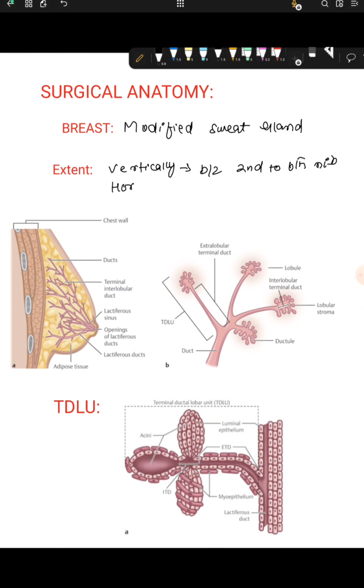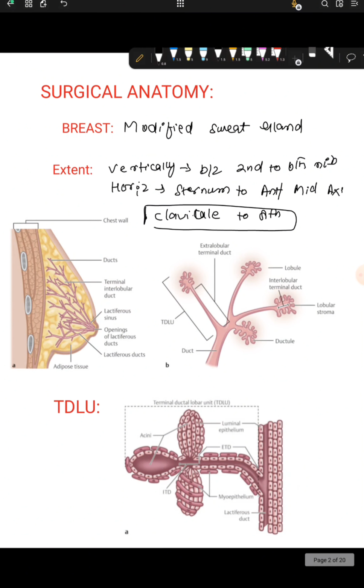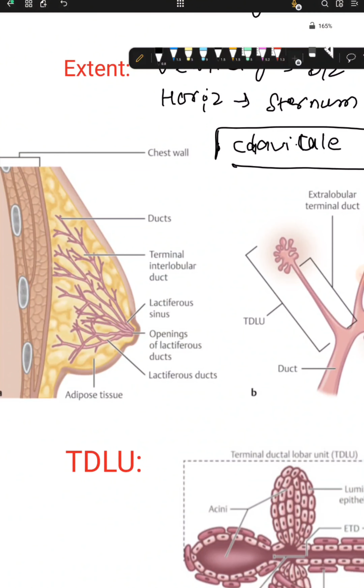and horizontally sternum to anterior or mid axillary line, right? But some of the breast can extend from the clavicle to the eighth rib. Note this point. So just talk about this image.